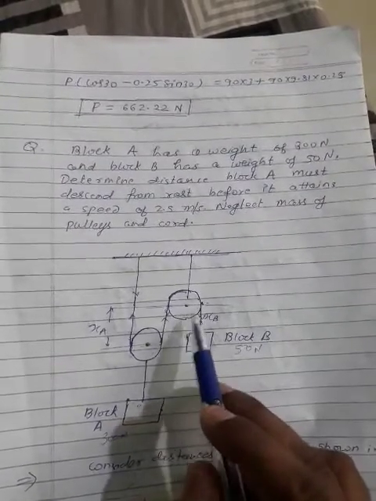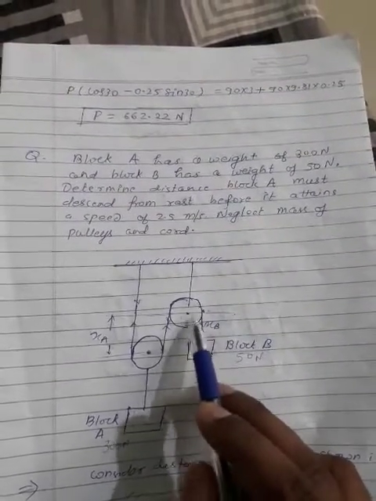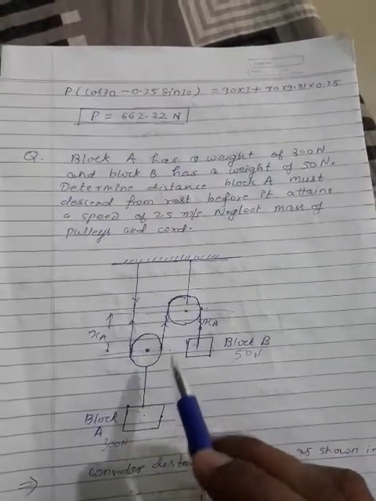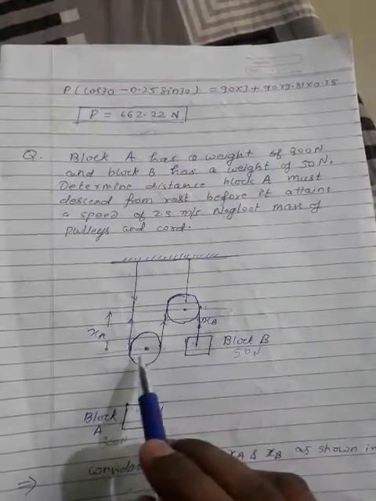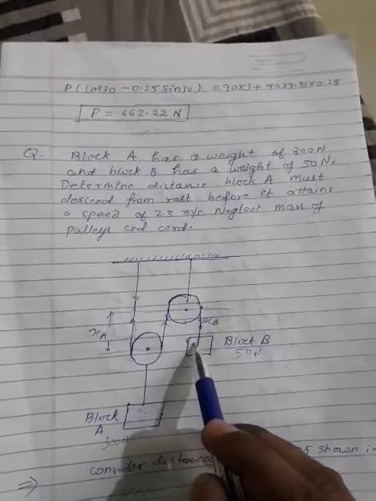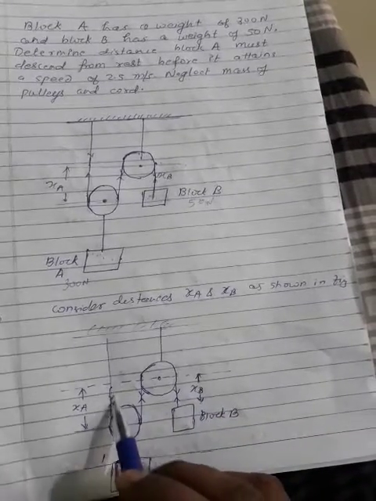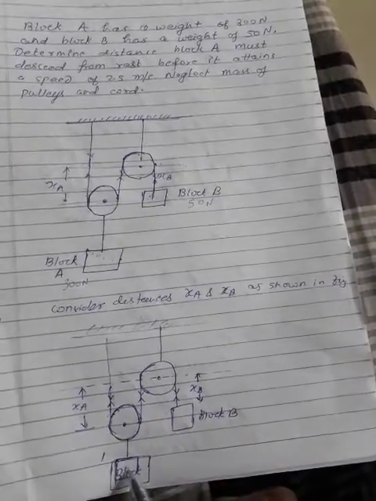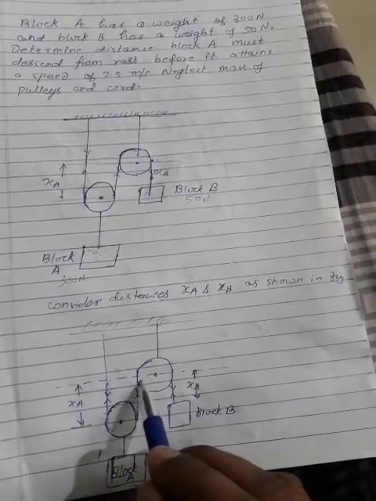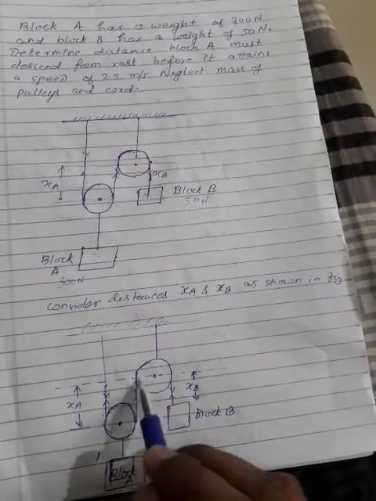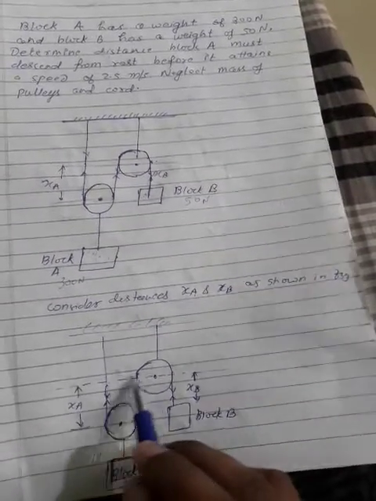as they are connected with the cord and passing over the pulley. So the total length of the cord will remain the same. Here I have shown the diagram for xA and xB. So this is xA, the distance traveled by block A. Same, this will be xB, which will also become xA. This is a reference line.